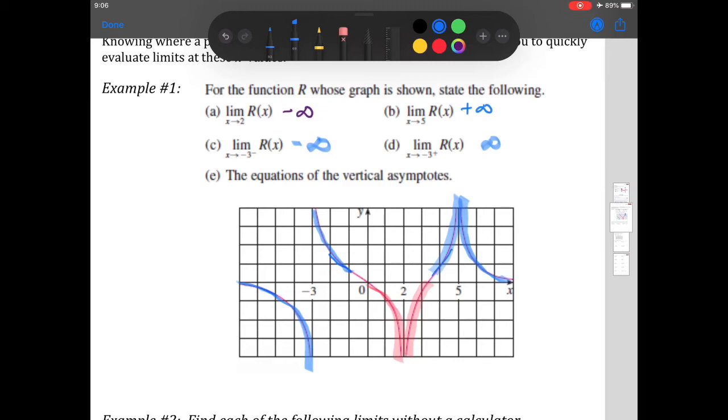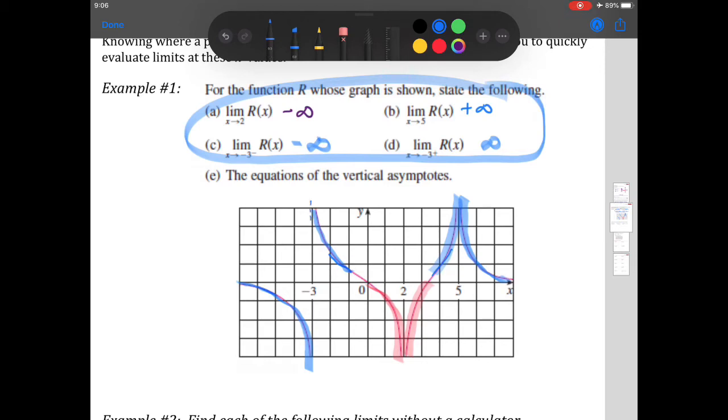So that's basically it. Now it says the equation of the vertical asymptotes. Even if I was not given this, I could have read it from there, right? So graphically, do you agree that there are vertical asymptotes here? These are all vertical lines, right? Vertical lines are x equals, so it's going to be x equals -3, x equals 2, and x equals 5.